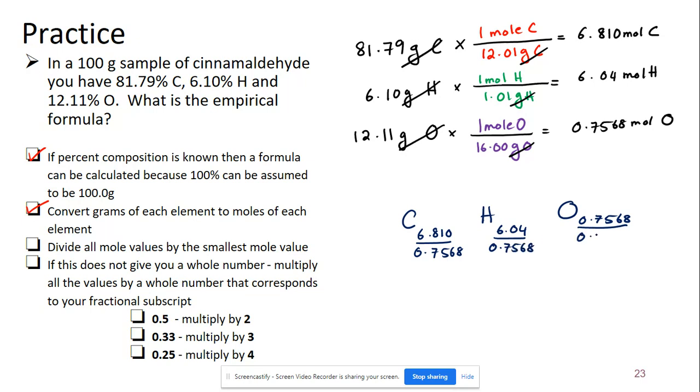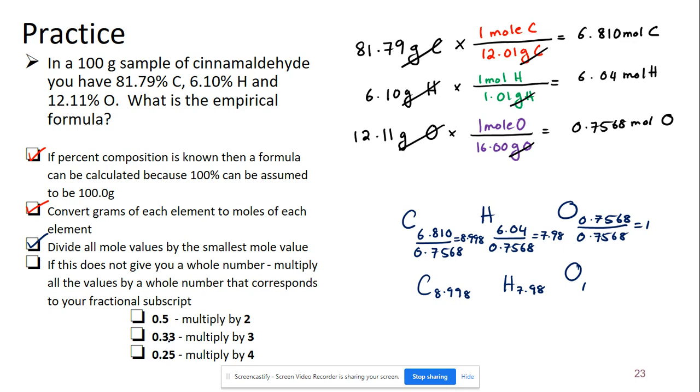Divide by 0.7568. This is going to be equal to 1, this is going to be equal to 7.98, and this is going to be equal to 8.998. So you have 8.998 carbon, 7.98 hydrogen, and 1 oxygen. Now we've done step number 3. Look at step number 4.